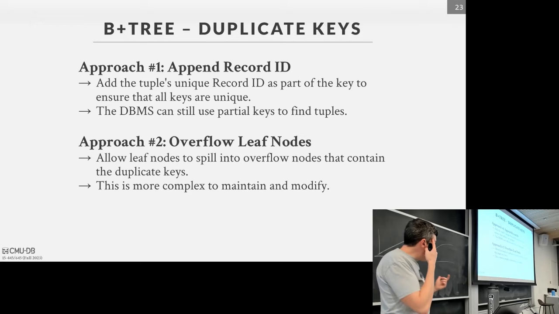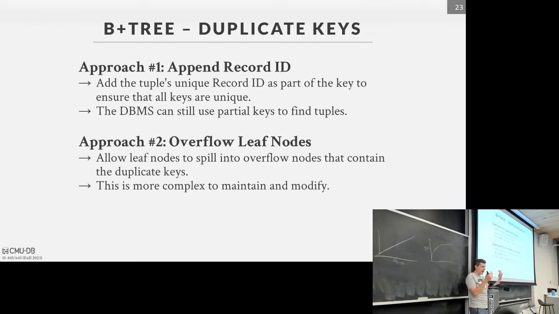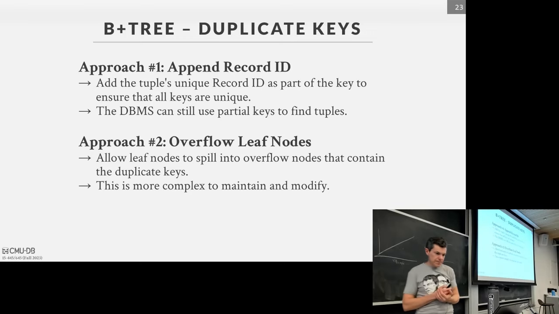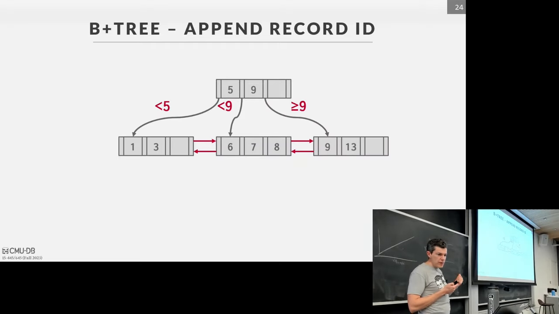The other approach is to use overflow leaf nodes. The basic idea is that if the leaf node gets too full but I know I'm inserting the same key, I just keep building a linked list, and I go down in the depth of the tree. But that violates our log n guarantee.